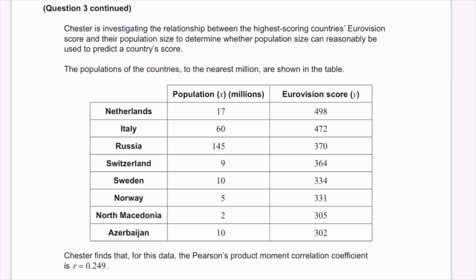Chester is investigating the relationship between the highest scoring countries' Eurovision score and their population size to determine whether population size can reasonably be used to predict a country's score. The populations of the countries to the nearest million are shown in the table. Chester finds that for this data, the Pearson's product moment correlation coefficient is R equals 0.249.